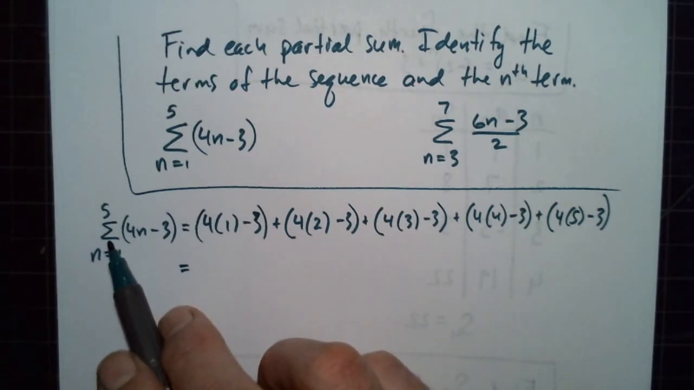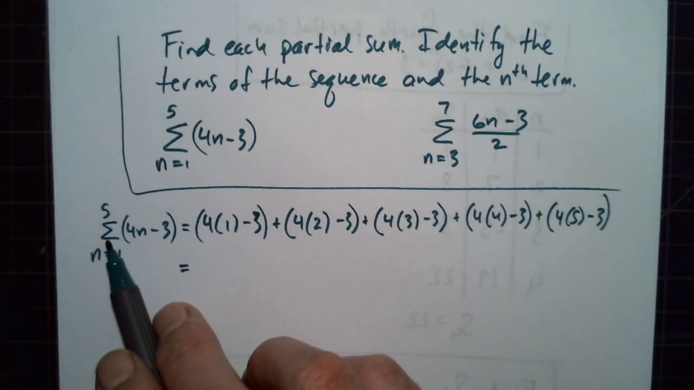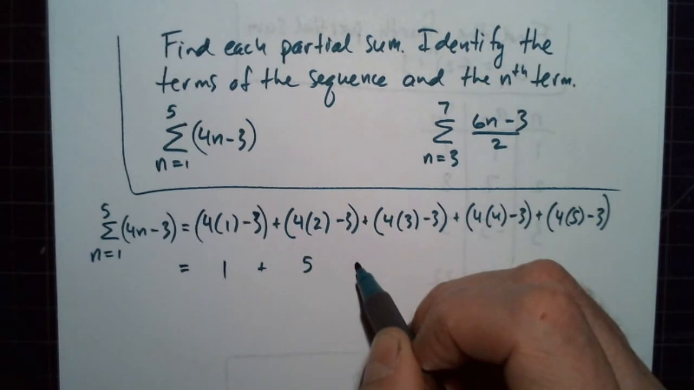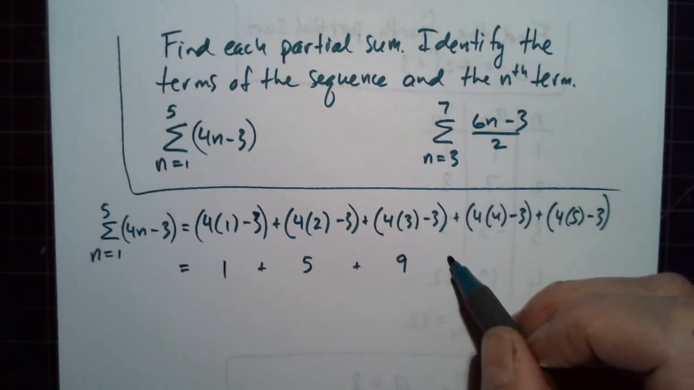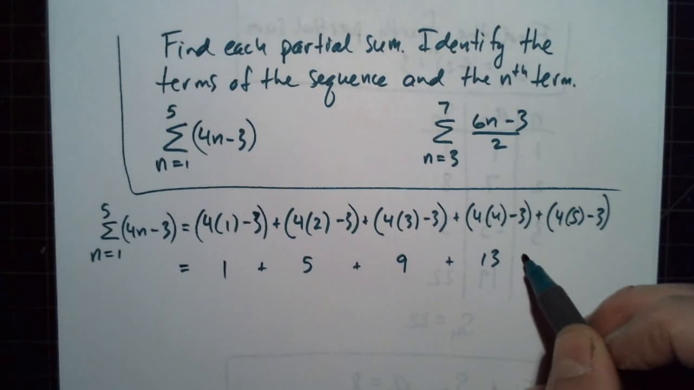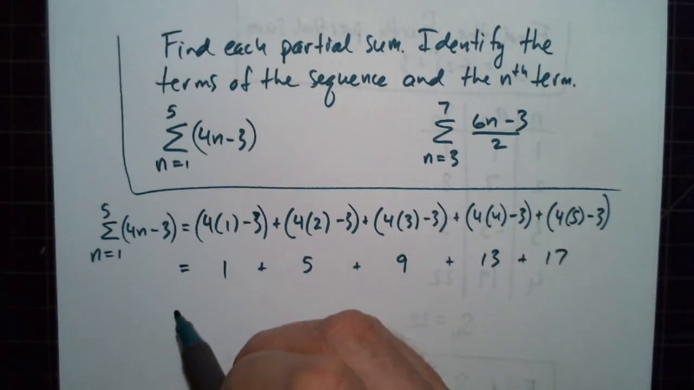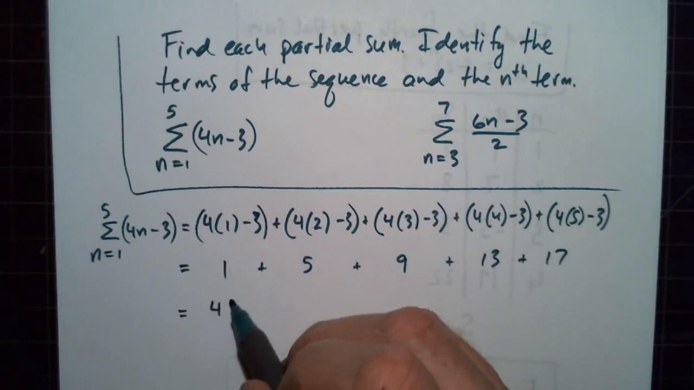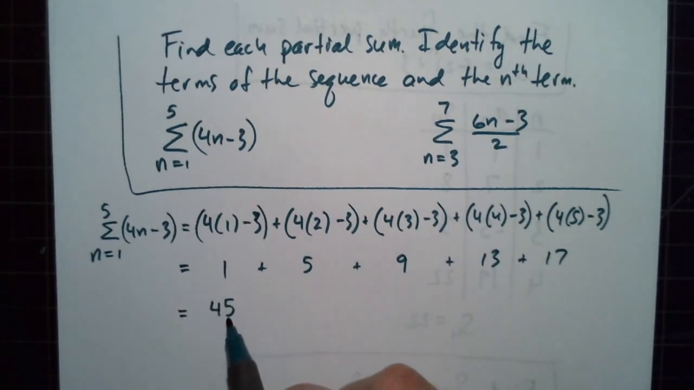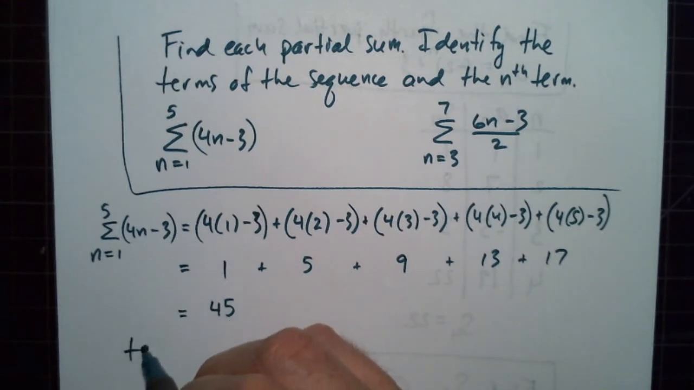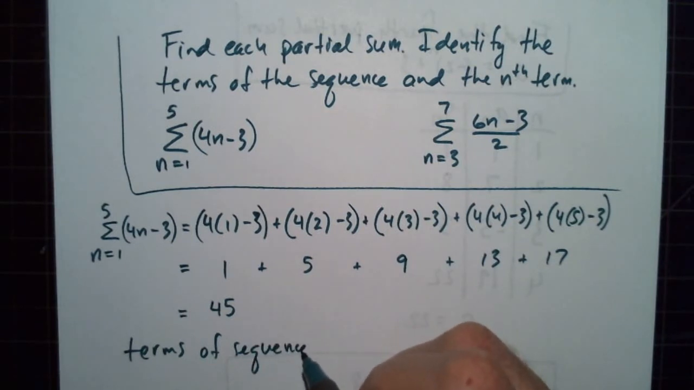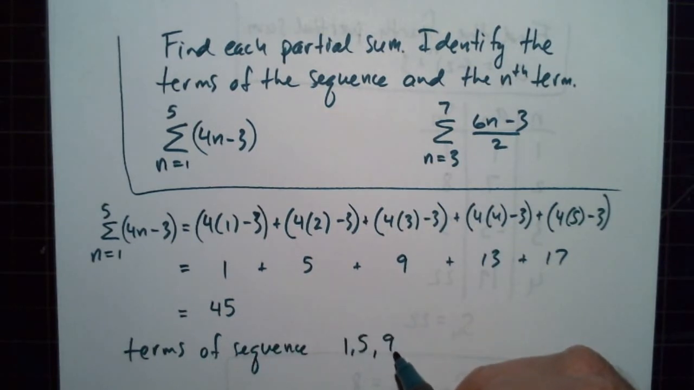This is a summation notation, so that's why we're adding. This means add everything. And we have 4 minus 3, 8 minus 3, 12 minus 3, 16 minus 3, 20 minus 3. So we could say the partial sum is 5. Terms of the sequence: 1, 5, 9, 13, 17.